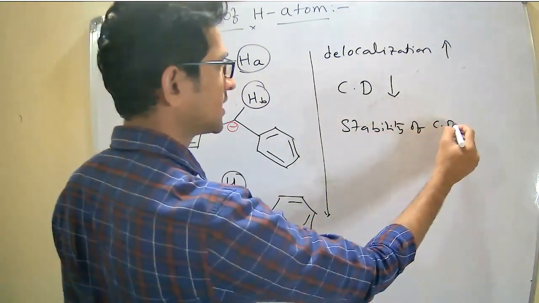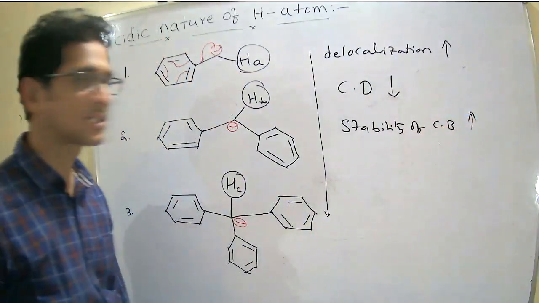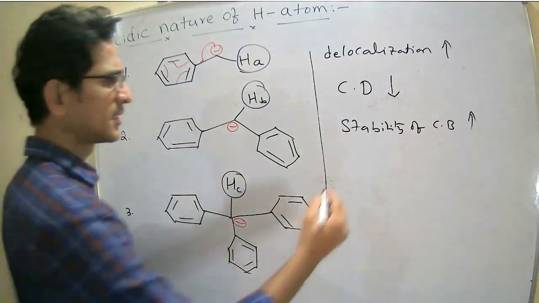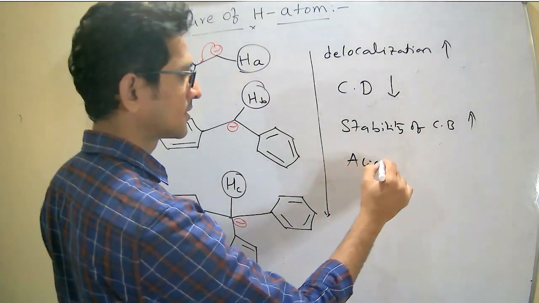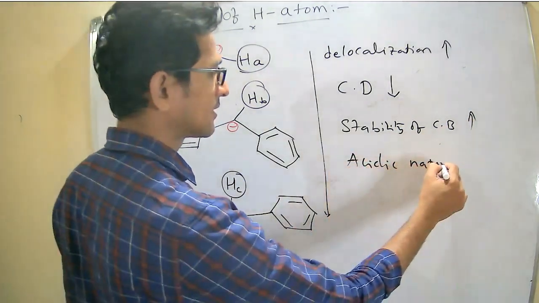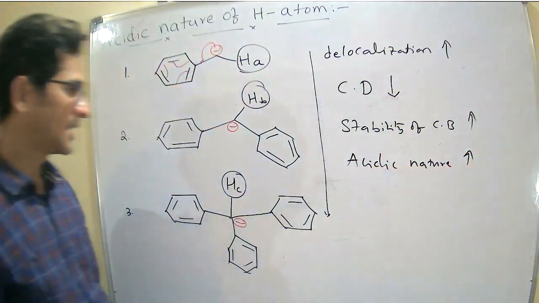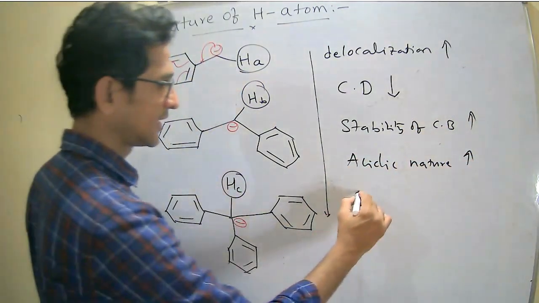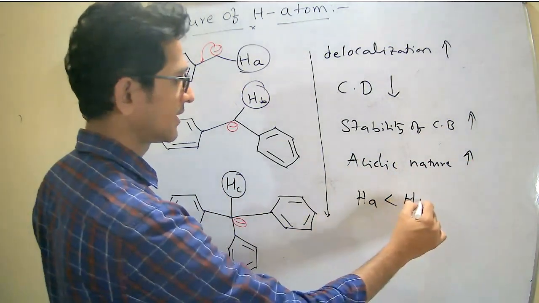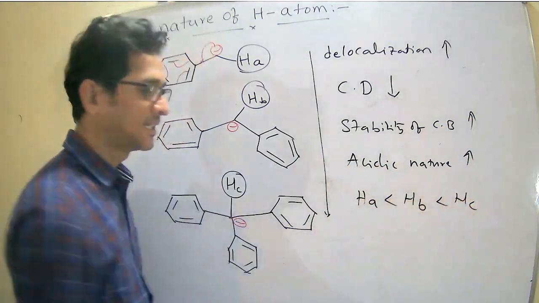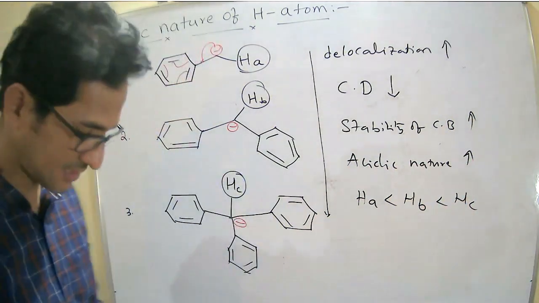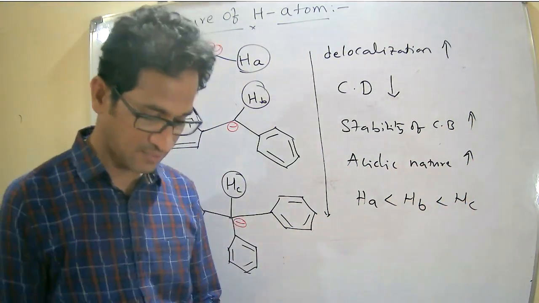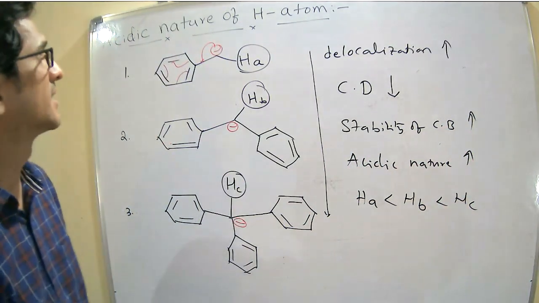Charge density decreases means the stability of the conjugated base increases. Stability of the conjugated base increases means acidic nature increases. Therefore, the acidic order is HA, HB, and HC. The explanation is the same as we discussed in the previous case. Right? Okay.